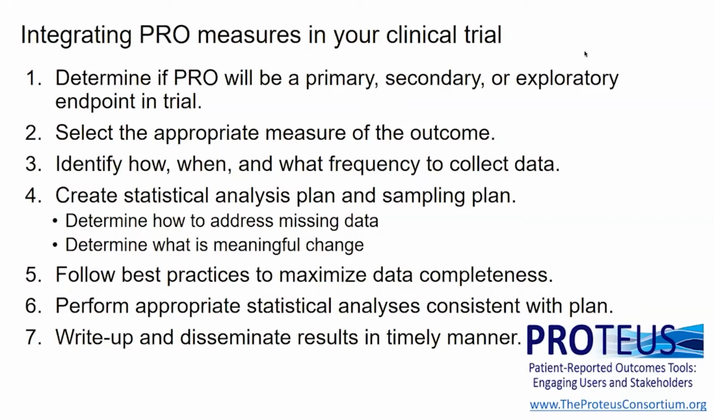In step 4, we need to set up a statistical analysis plan for how we're going to evaluate treatment benefit using the patient-reported outcome measure and who will be within our sampling plan for the clinical trial. In step 5, we're interested in how to make sure we get complete data on the PRO measure. We'll conduct the analyses appropriately with our analysis plan, and then ultimately write up and disseminate the results in a timely manner to all stakeholders, including patients.